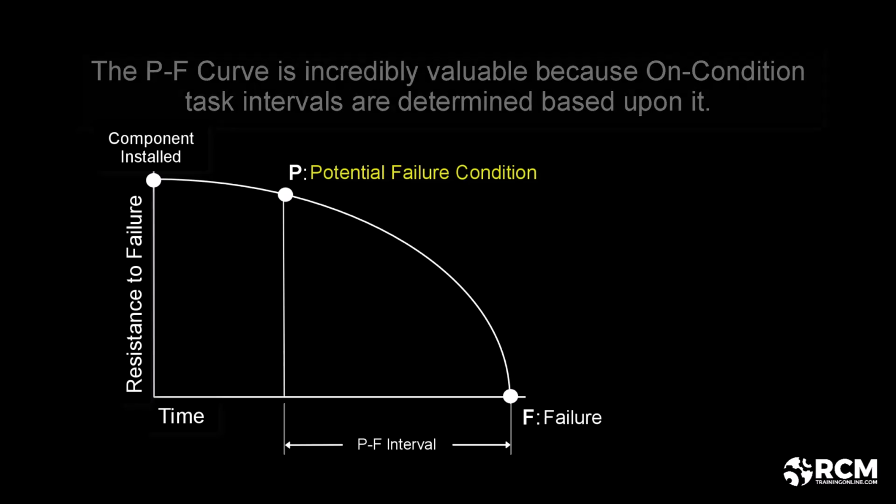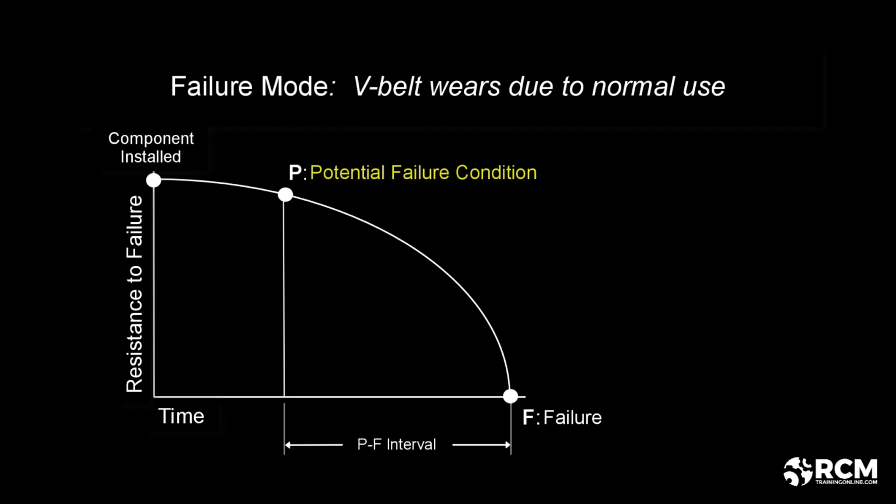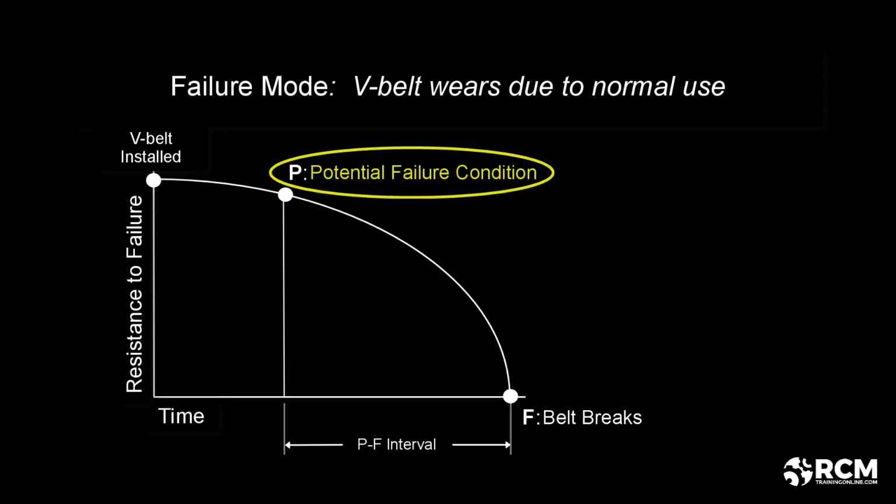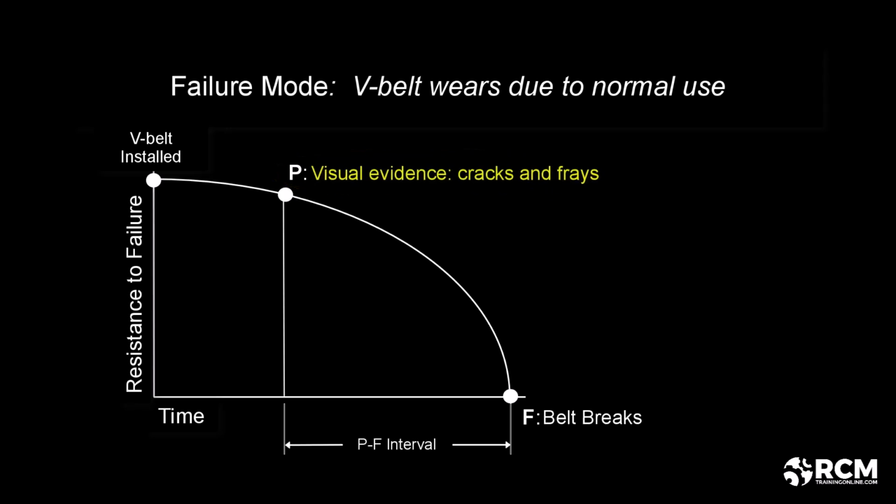Let's look at an example for the failure mode V-belt wears due to normal use. Let's assume a new V-belt is installed. This is illustrated at the top of the y-axis where resistance to failure is at its maximum. Failure would be belt breaks. But before a V-belt breaks, it develops a potential failure condition. That is, it develops visual evidence of impending failure such as cracks and frays.